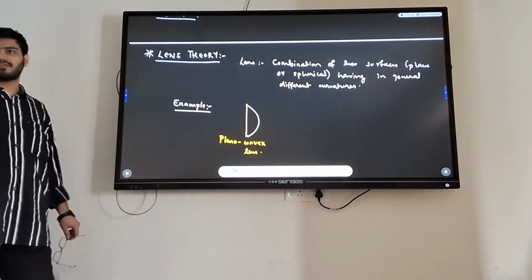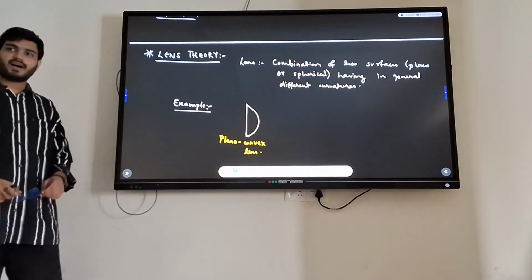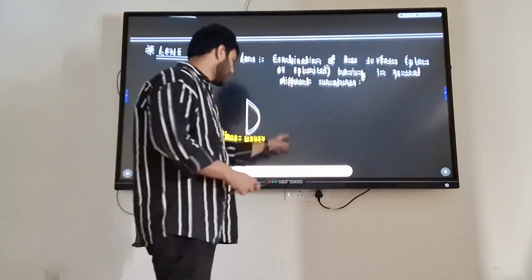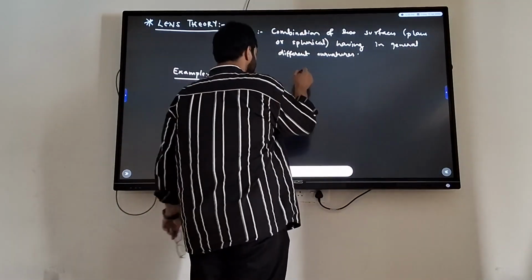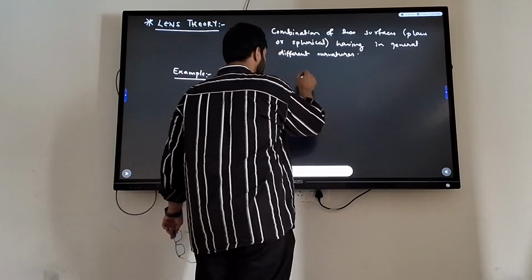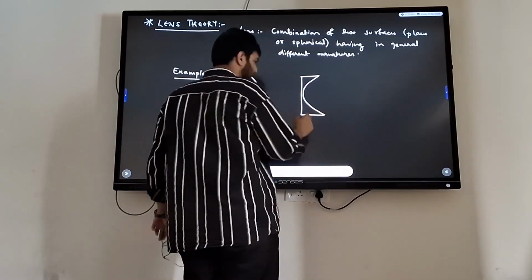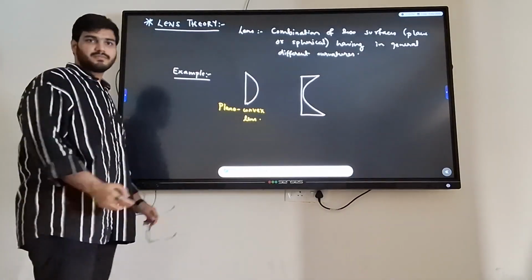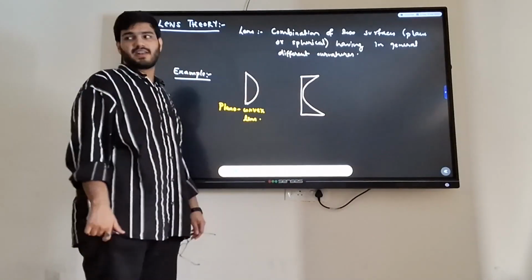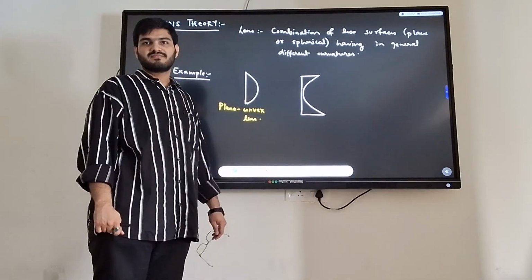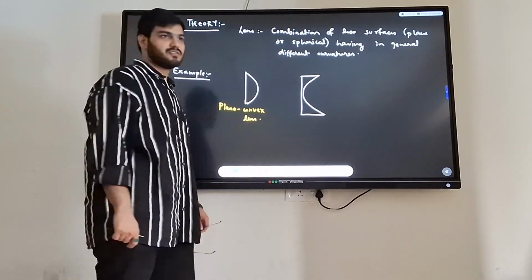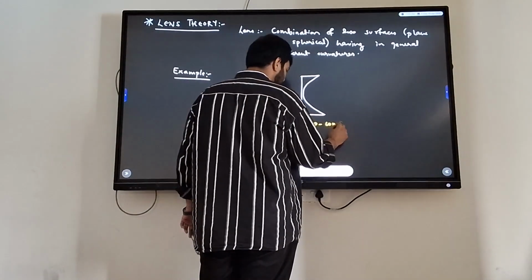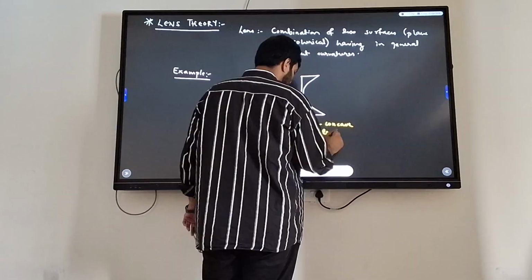A combination of two kinds of surfaces. What can be the other spherical surface? So I can have a plane and a concave, something like this. Are you making the diagrams with me? Please, I should not find any diagrams in pen. All with pencils. Plano-concave lens.